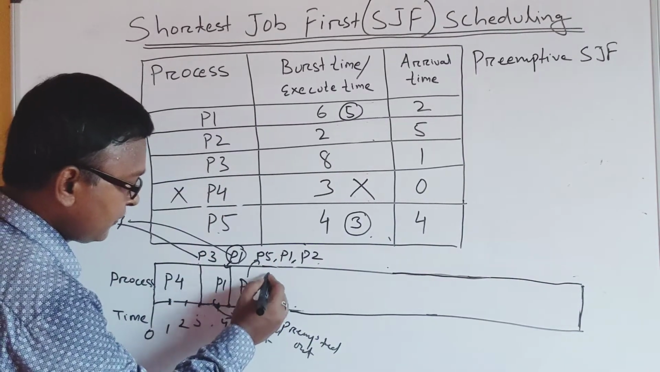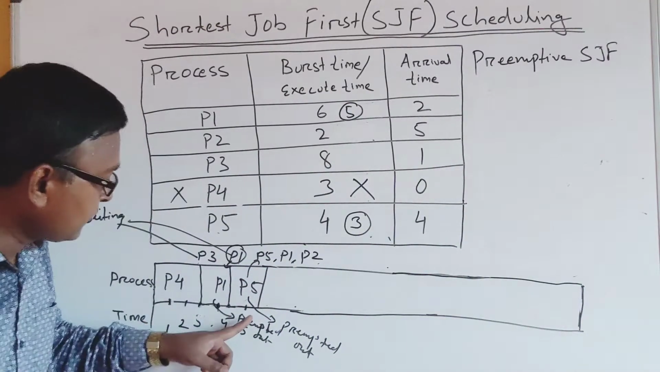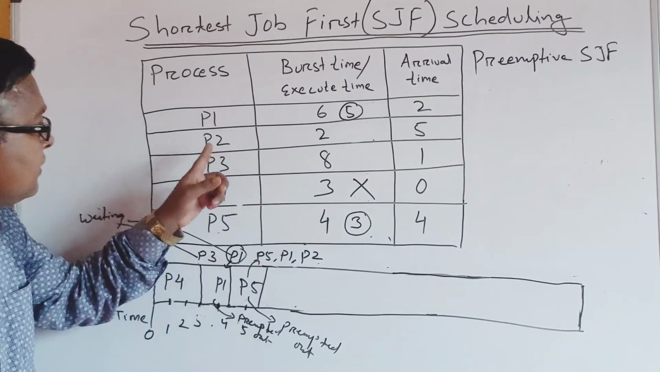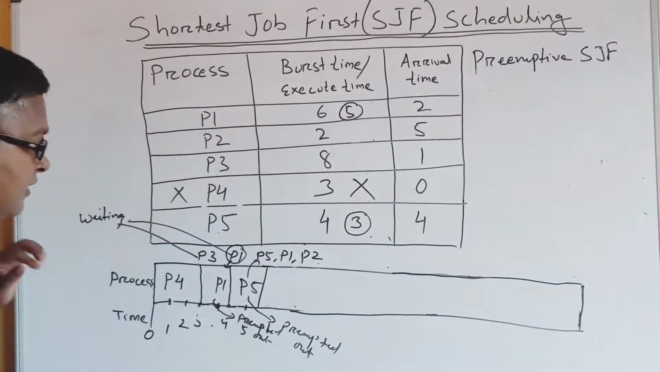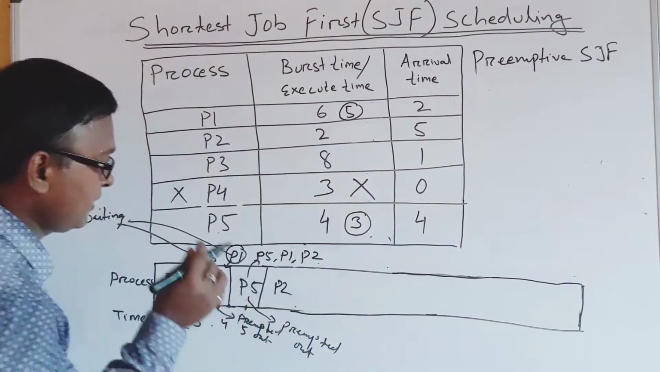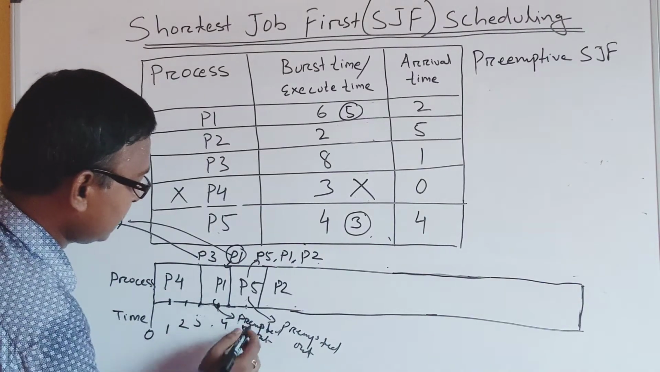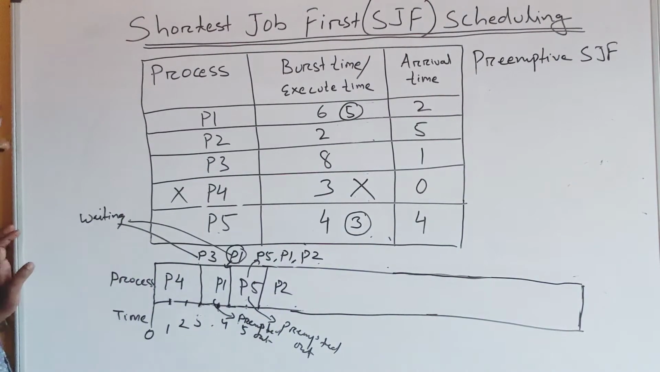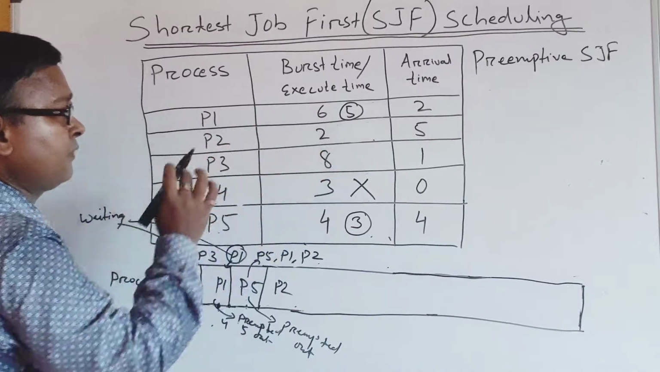Now at 5 units of time, which process will acquire the processor? Because it is the shortest job, right? So P2 will be acquiring the processor at the 5 unit of time. Okay. So P2, what is the total execution time for P2?